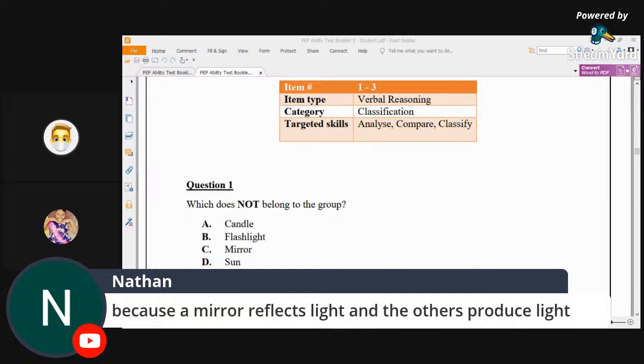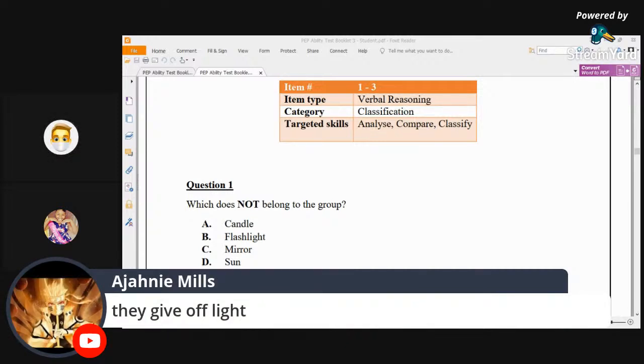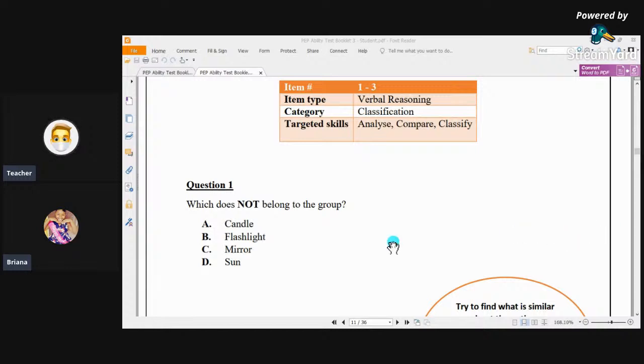Let's see if we can get Nathan here. Mirror. Others produce light. Ajani says the others give off light. All right, so you guys have that down pat. So again, candle produces light, so it's a luminous object. The flashlight, luminous object. The sun, luminous object, or luminous heavenly body. The mirror, though, does not produce light by itself. It merely reflects light.